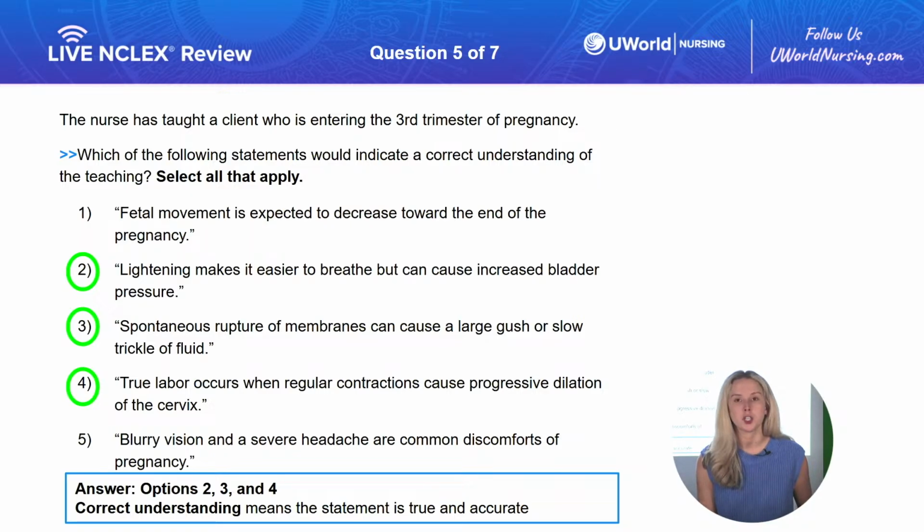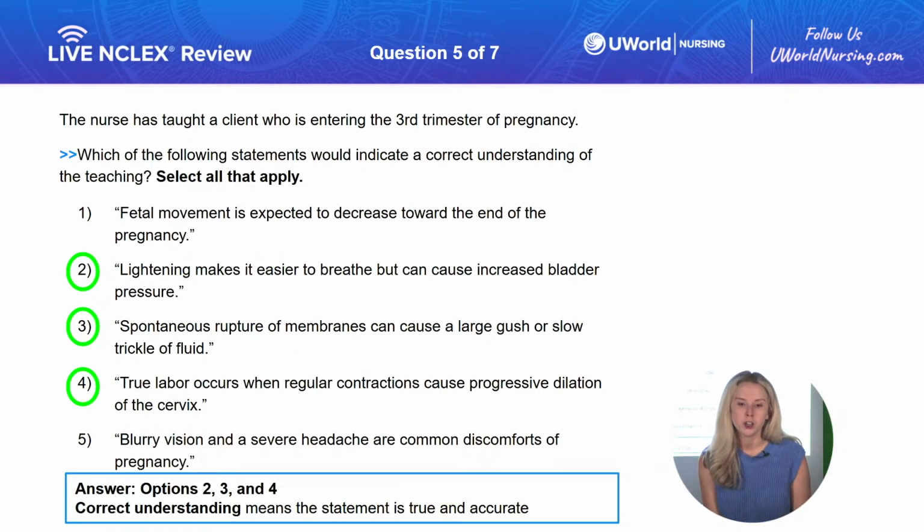Also true. This reflects the correct understanding of the teaching. It's not always going to be that movie-kind-of big, huge gush. A lot of times it is actually a slower trickle. Lastly, 4, true labor occurs when regular contractions cause progressive dilation of the cervix. This is true. This is what separates true labor from Braxton Hicks contractions, which is false labor. We do not consider it labor unless we're seeing that progression of dilation and effacement of the cervix. So in this case, unless you are making progress, it's not true labor.